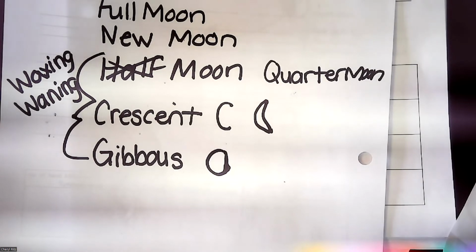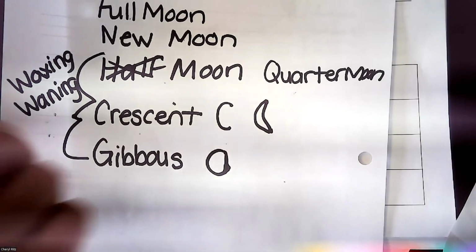The waxing moon is when the moon goes from being dark to being very shiny. So it goes from being a new moon through all the different phases till it's a full moon. So it goes from being dark and dull to really shiny.